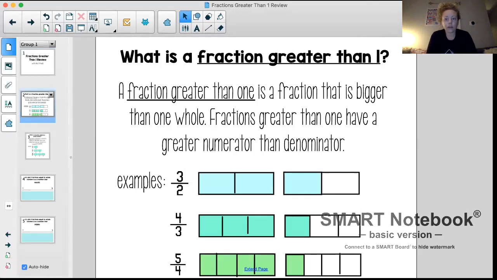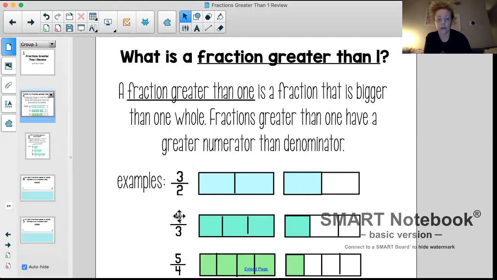A fraction greater than 1 is any fraction that is bigger than 1 whole. So fractions greater than 1 have a greater numerator than denominator. In case you forgot, the numerator is the top number and the denominator is the bottom number. So the top number here, in this example of 3/2, obviously we know 3 is bigger than 2. So this is telling us that there are 2 pieces to make each whole, right? This is 1 whole and this is another whole. And there are 1, 2, 3 halves shaded.